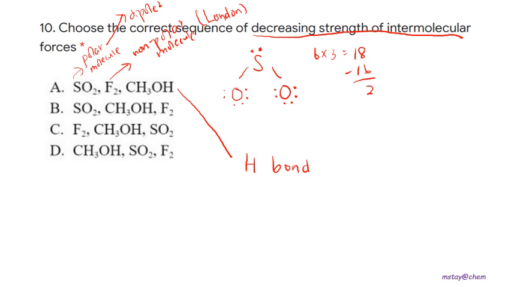So among these 3 types of intermolecular force, hydrogen bond is the strongest, followed by dipole-dipole, and then the weakest is the London forces. So the answer is D.